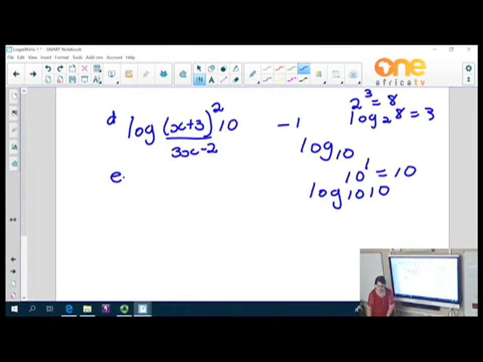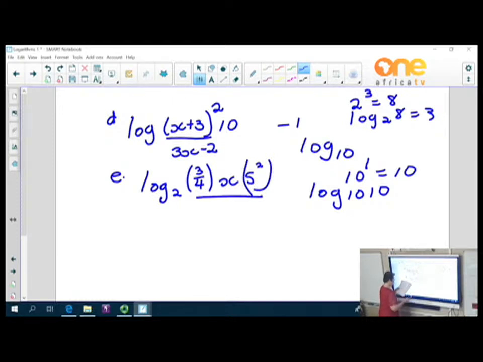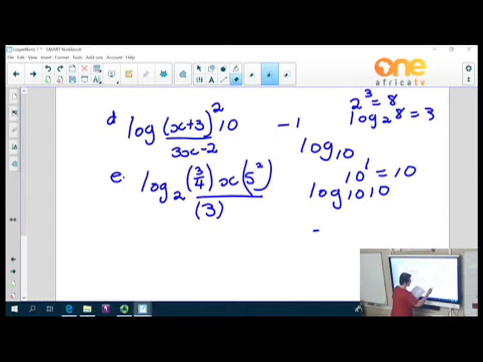Number E, the next one. So this is now vitally important where we get those numbers in there. Number E will be log base 2. The base is 2. So in the first place, I will have 3/4. Now, which other one is a positive? The x, can you see? And then the 5 squared, taking up that power. And which ones are we going to minus? Log 3.